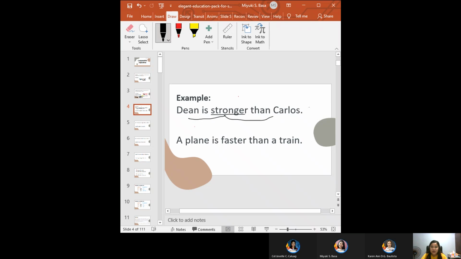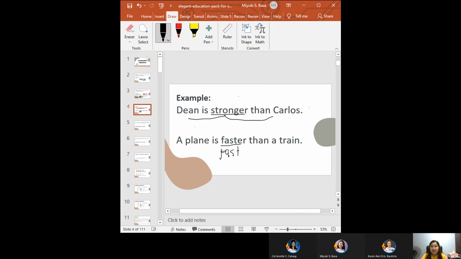Yes po, ma'am. Okay. Now let's have the second sentence. Can you please read, Miss Kaluwag, again? A plane is faster than a train. Okay. Now can you please identify the comparative adjective and its base form? Miss Karen? The comparative adjective in the sentence is the word faster, and its base form is the word fast. Okay, that's right. Its base form is the word fast.